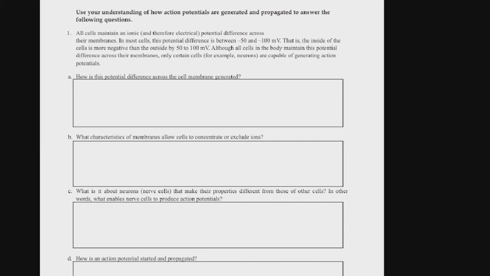Okay. Use your understanding of how action potentials are generated and propagated to answer the following questions. All cells maintain an ionic and therefore electrical potential difference across their membranes. In most cells, this potential difference is between -50 and -100 millivolts. That is, the inside of the cell is more negative than the outside by 50 to 100. Although all cells in the body maintain this potential difference across the membranes, only certain cells, for example neurons, are capable of generating action potentials. How is this potential difference across the cell membrane generated?